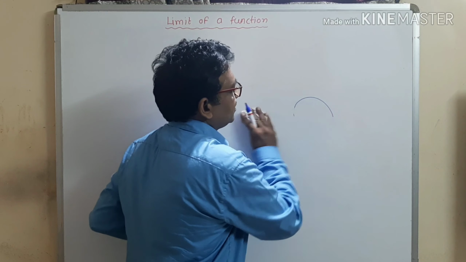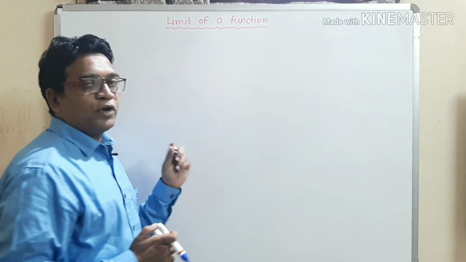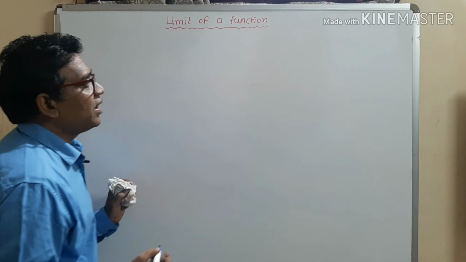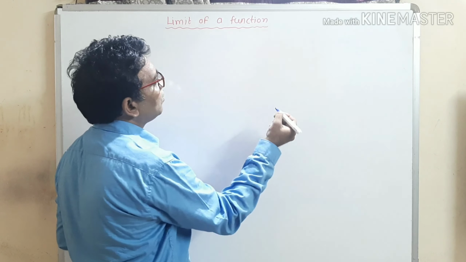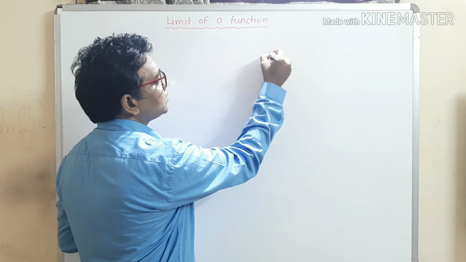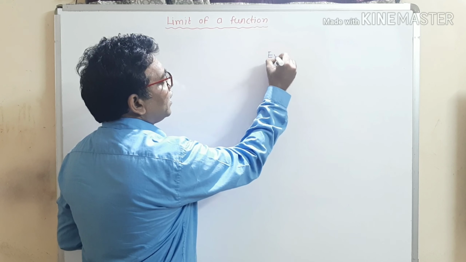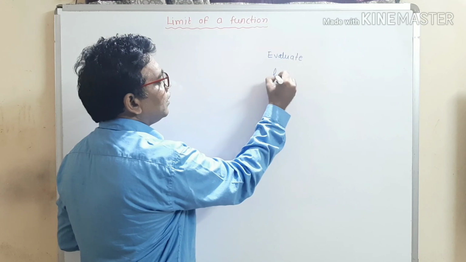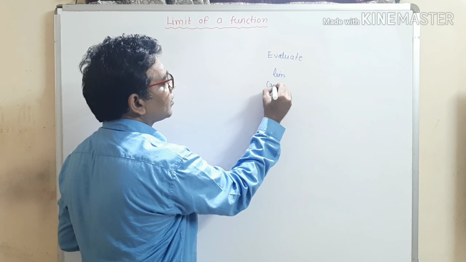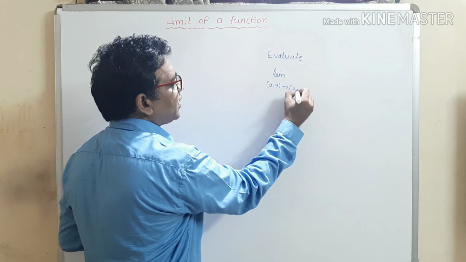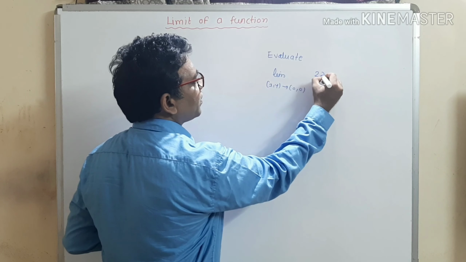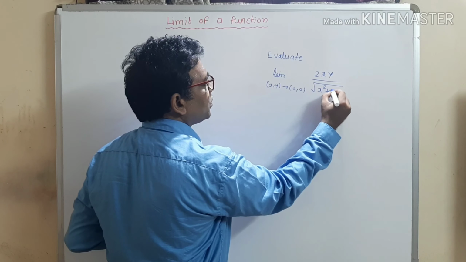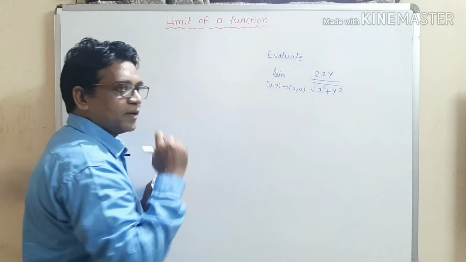Now let us study how to find out limit of function in two variables. For that we require some function or some example. Evaluate limit (x, y) tends to (0, 0) of the function 2xy divided by under root x square plus y square.